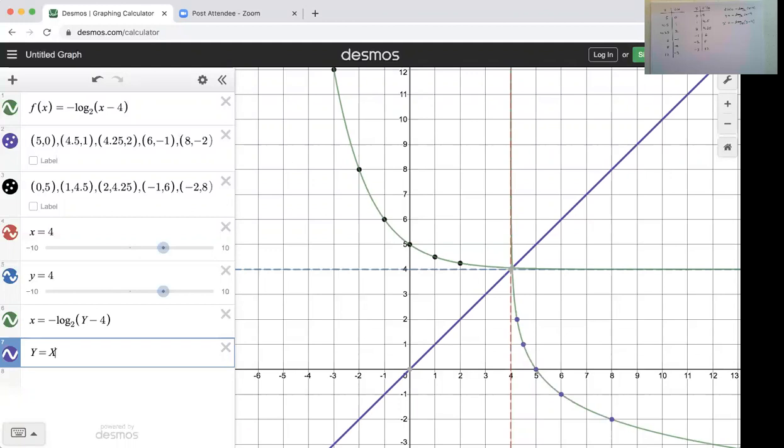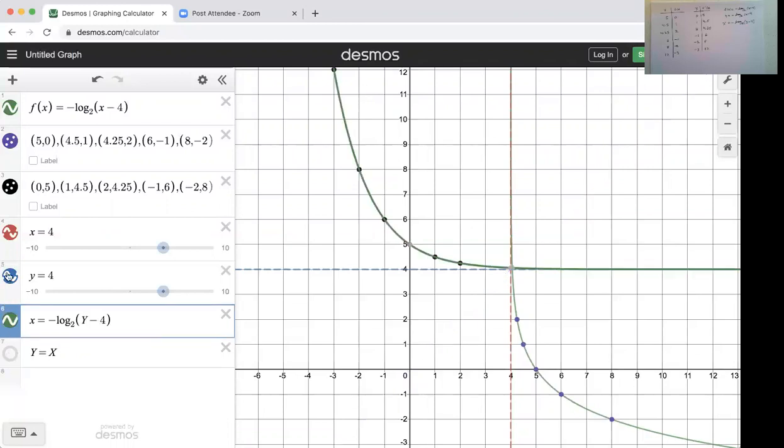Now, what about the domain and range of the inverse? So this is my inverse function. We'll turn everything else off. Right? This is the inverse function. What's the domain? What's the range? Well, looking at this, domain looks like it's all real numbers. Range never goes below 4.